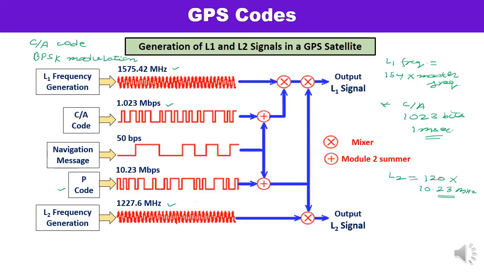C/A code, right? So the coarse acquisition code and the precision codes are transmitted from all GPS satellites, and these are overlaid in the L1 and L2 frequency bands, which makes GPS a direct sequence spread spectrum system. This is a very important point, right?